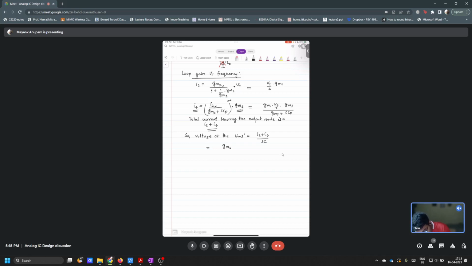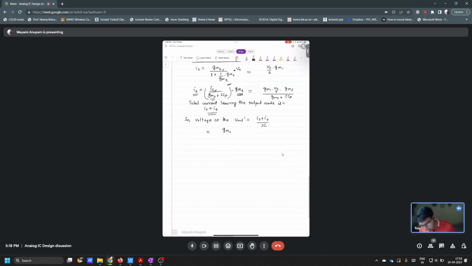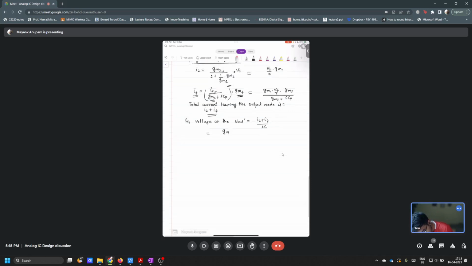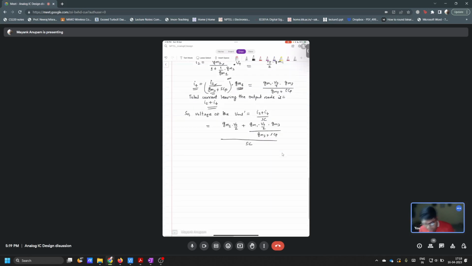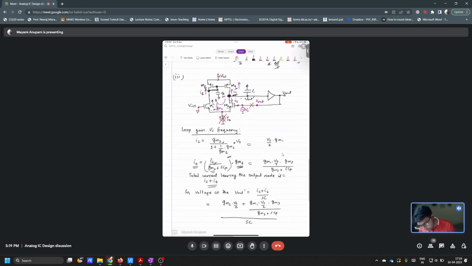So here also GM4 and GM3 are same, so I have simply replaced GM4 with GM3. Okay, fine. So now the total current will be what? GM1 times Vt by 2 plus GM1 times Vt by 2 into GM3 by GM3 plus SCP, divided by SC, correct? This is the total voltage at V out prime. So what is V return in this case?